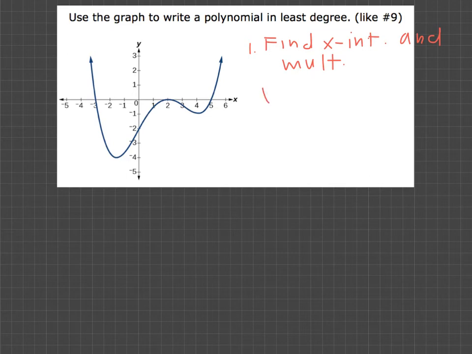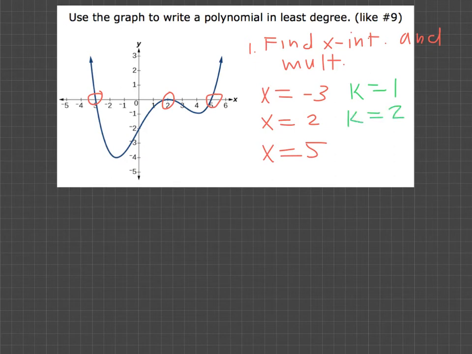So let's do that. Find x equals -3, x equals 2, and x equals 5. And then let's write down multiplicity for each of those. So for -3, it's an odd multiplicity because it crosses. We're going to assume the smallest. And for 2, it touches and has a turning point. So it's even, and we'll assume the smallest even, which is 2. And then 5, again, it crosses, it's odd, so we're going to assume 1.